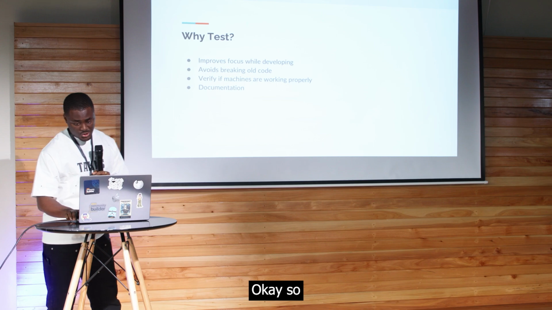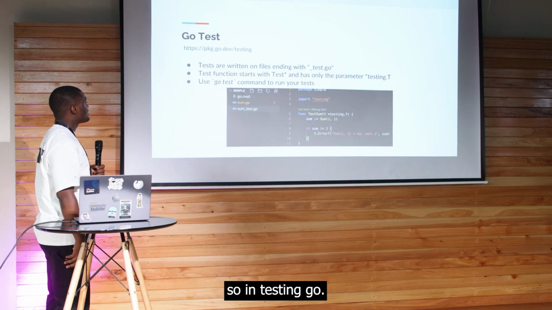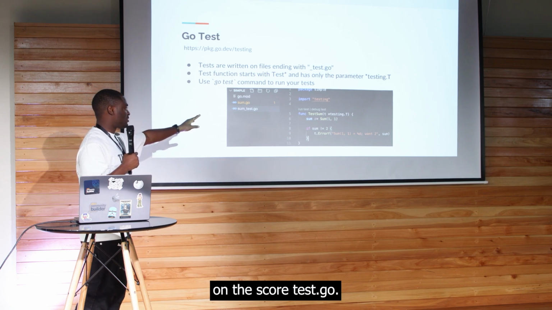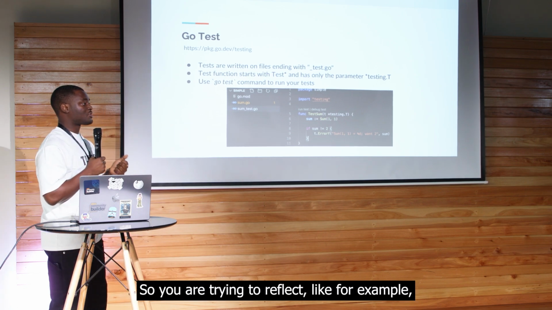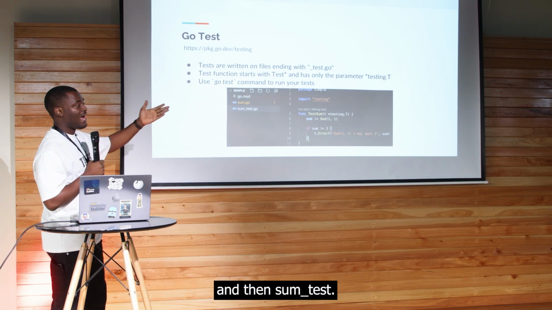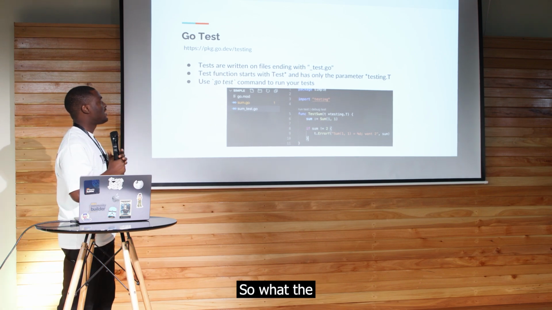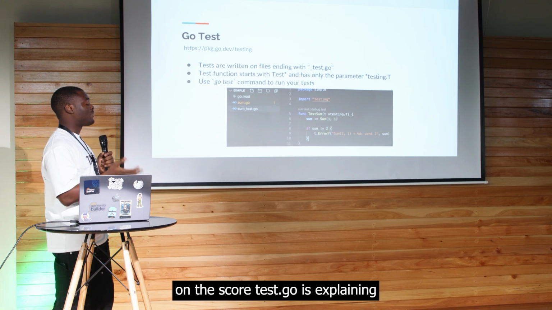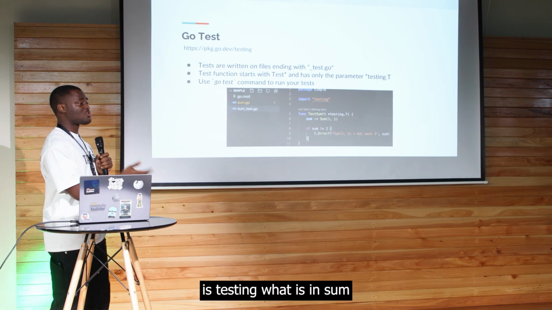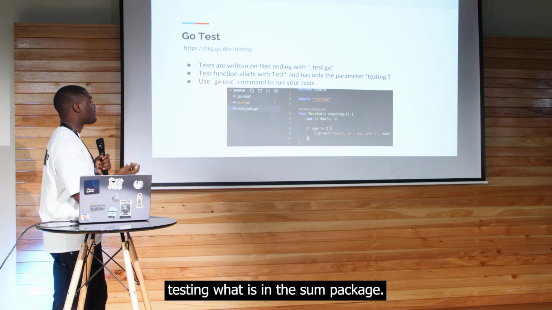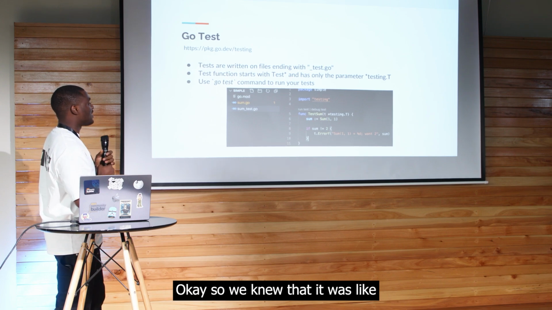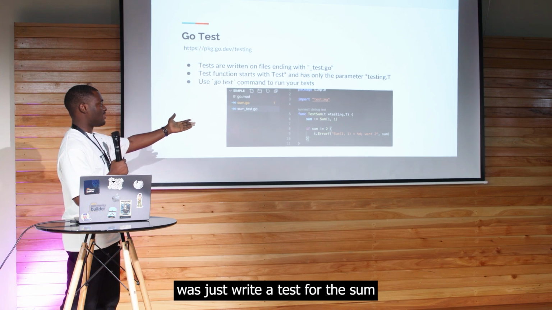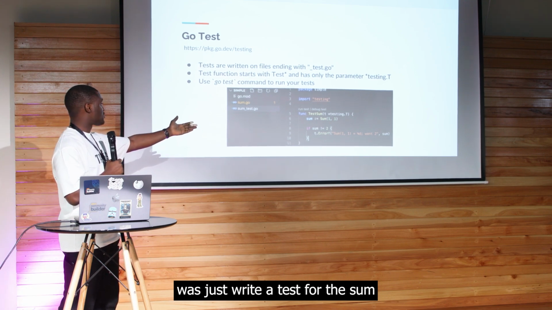Okay, so in testing in Go, we always end the file with underscore test.go. You're trying to refer, for example, we have sum.go and then sum underscore test.go. What sum underscore test.go is explaining is that it's testing what is in sum. It's testing what is in the sum package. Okay. So we know, like I explained before, it was basic addition. So what we did here was just write a test for the sum.